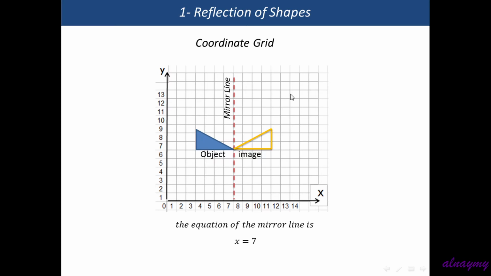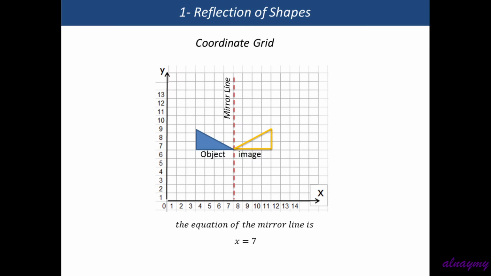You have only the grid here and you have only this object, and you have to reflect it on the other side. This is the object. The other side is called the image here. You have to draw the mirror line. You have drawn the mirror line exactly on the tip of this object, down to 7. So the equation of the mirror line is x equals 7.